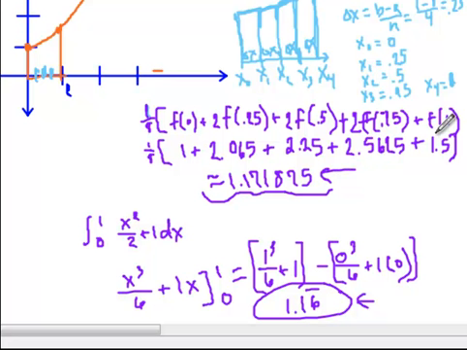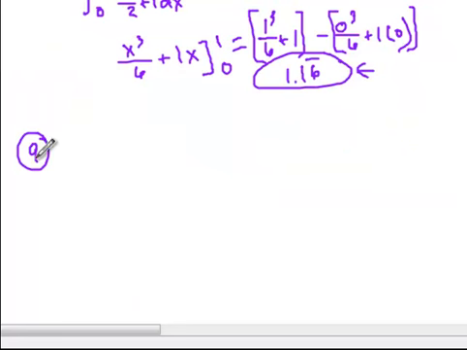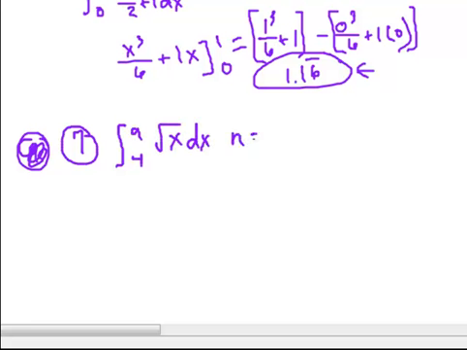I want to set you up. I'm not going to actually go over how to do Simpson's rule. That's in the next video down below. But I do want to set you up with number 7. Okay, so we had the integral from 4 to 9 of the square root of x dx, and they let n equal 8.